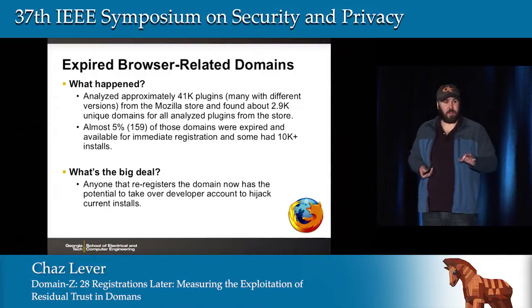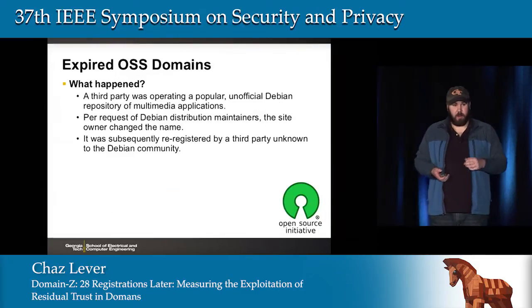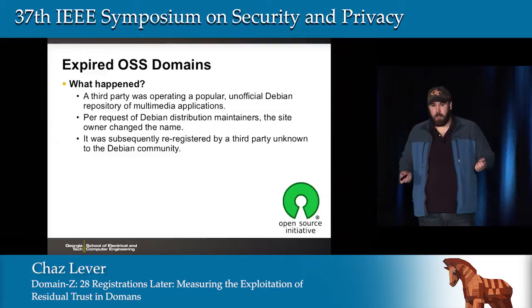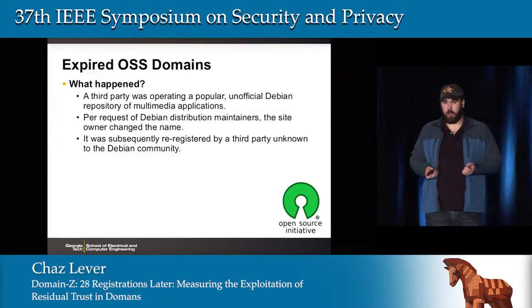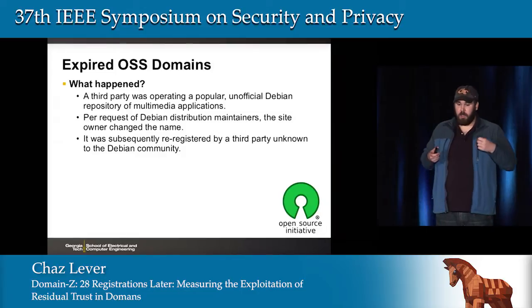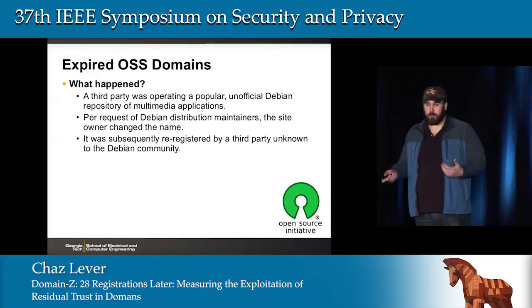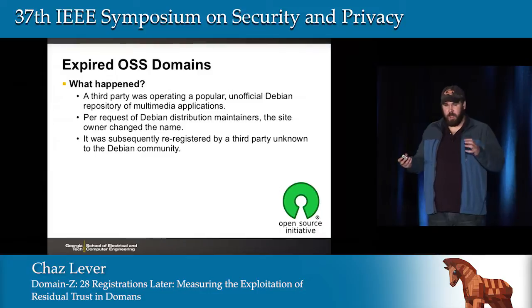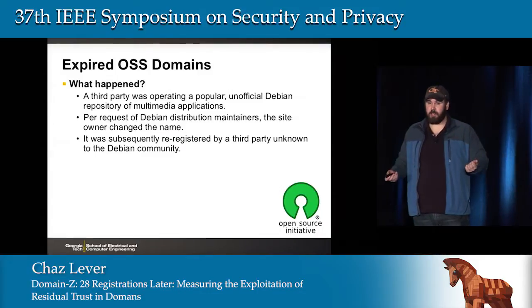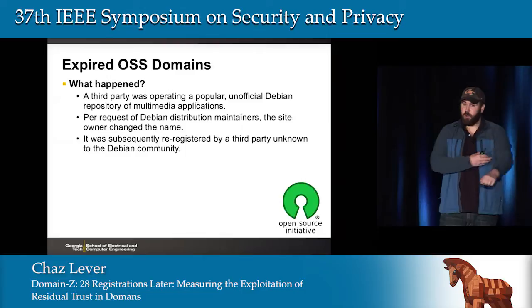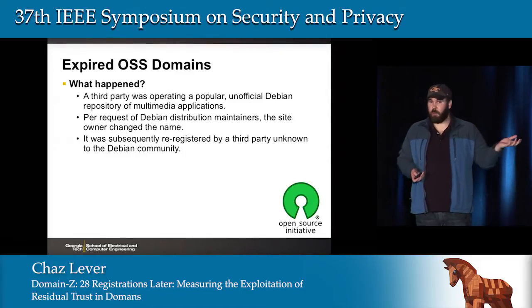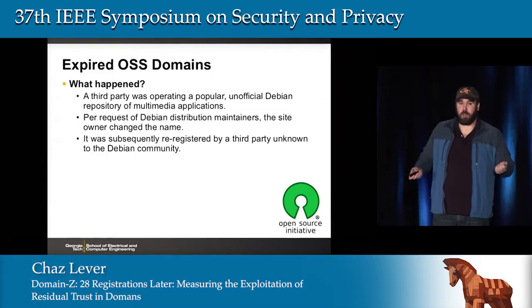But it doesn't just affect user-level software. We've seen the case where it affects repositories used by operating systems for updates. So there was a popular third-party repository called debianmultimedia.org that was used for obtaining multimedia applications that were outside the license that Debian wanted to offer. And per the request of the Debian maintainers, they wanted more separation, so it didn't look like they were endorsing this third-party repository, so they asked them to change the name. So they registered a new domain called debmultimedia.org and let the old domain expire. Well, that old domain was subsequently re-registered by another party that was unknown to the Debian community.